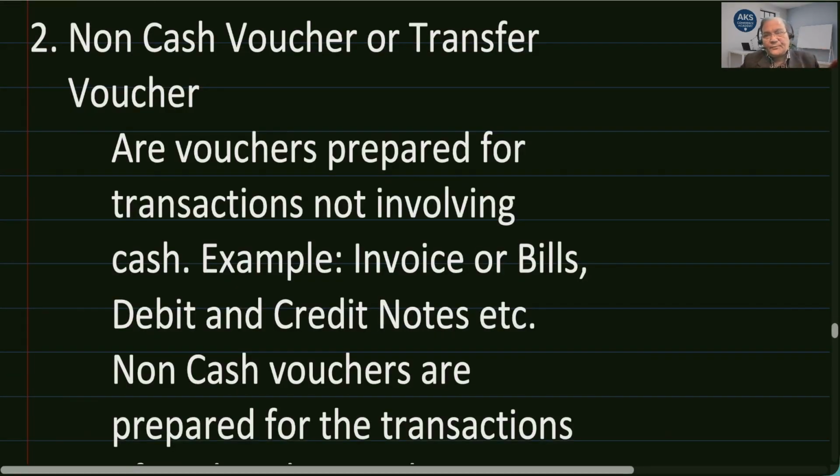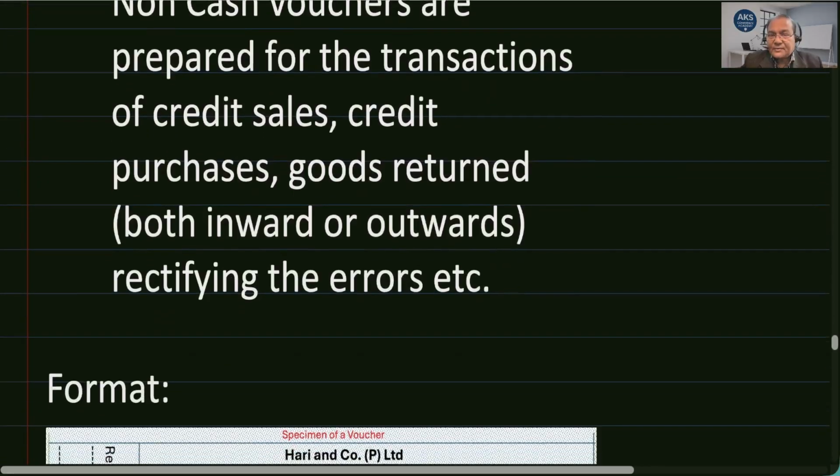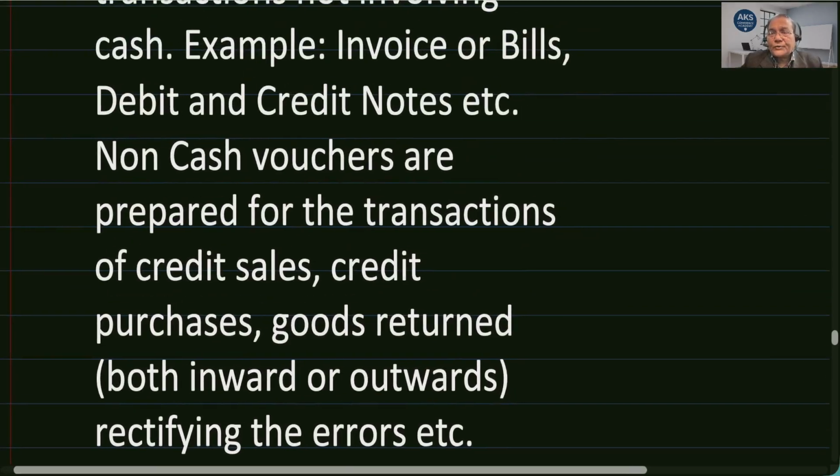Non-cash voucher. For a cash transaction, a cash voucher, credit voucher or debit voucher is prepared. For a non-cash transaction, a non-cash voucher or transfer voucher is prepared. These are vouchers prepared for transactions not involving cash, for example invoices, bills, debit notes and credit notes. Non-cash vouchers are prepared for credit sales, credit purchases, credit goods return, both inward and outward, rectifying errors, etc. So these are prepared when cash is not involved and the transaction has taken place.